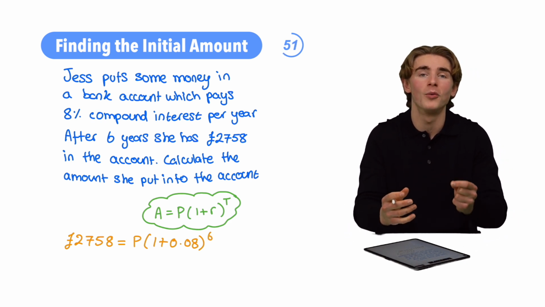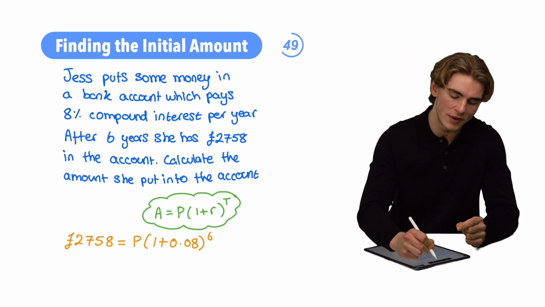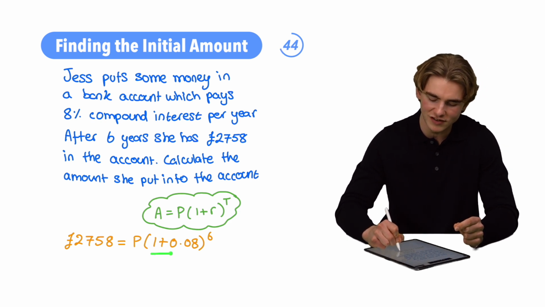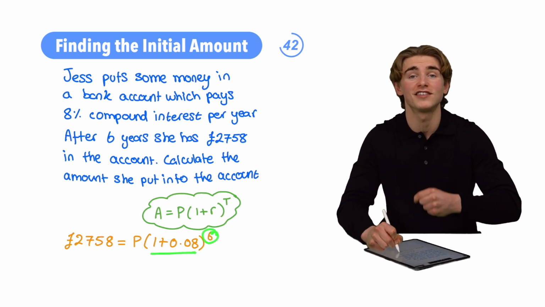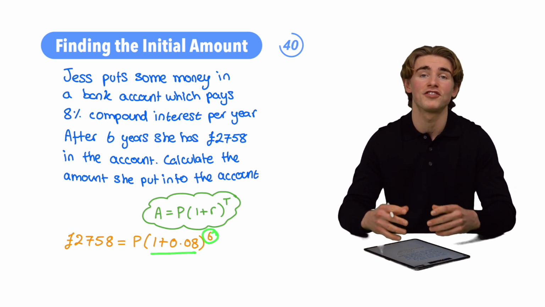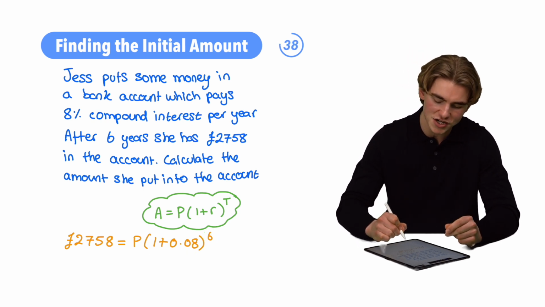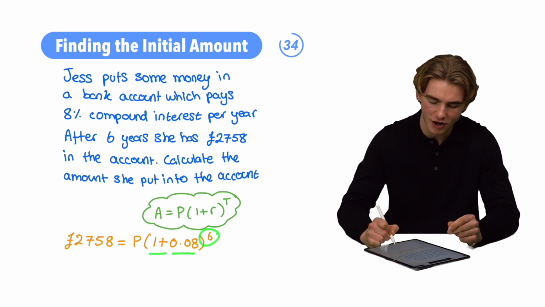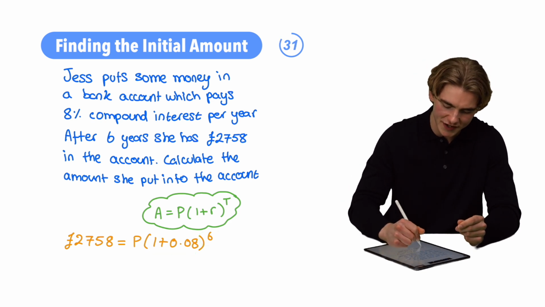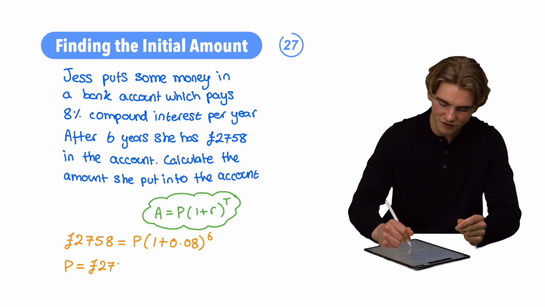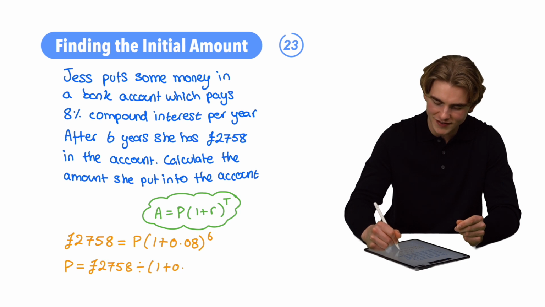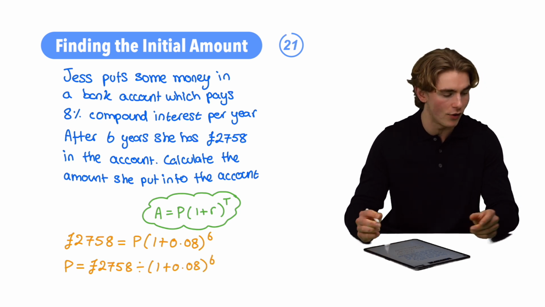Now, guys, how are we going to make P the subject of this formula? Well, at the moment, P is being multiplied by 1 plus 0.08 to the power of 6. So to make P the subject, we're actually going to have to divide both sides of our equation by 1 plus 0.08 to the power of 6. So what we're going to get is that P is equal to £2,758 divided by 1 plus 0.08 raised to the power of 6.